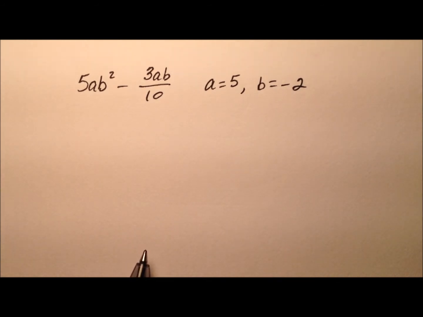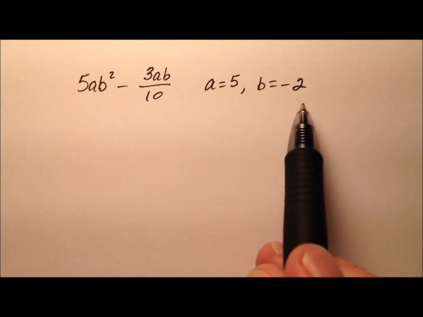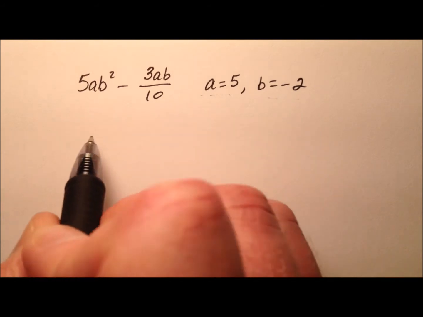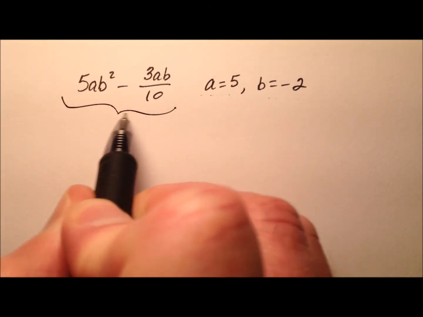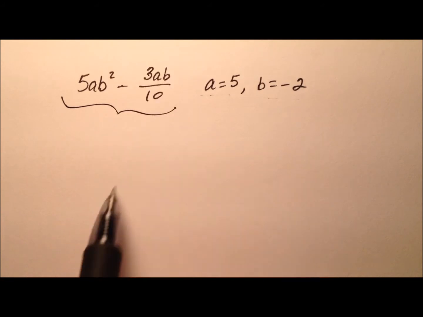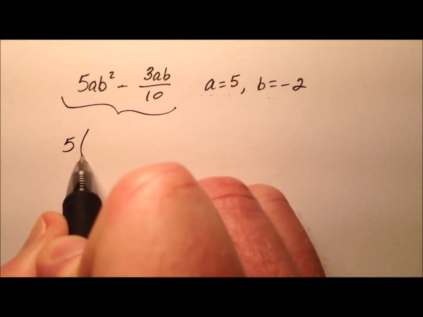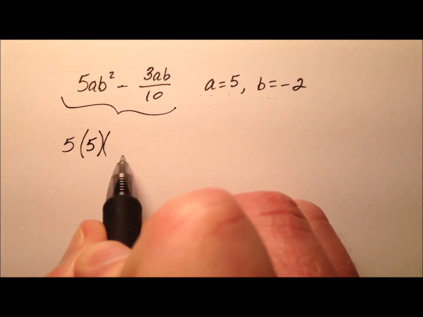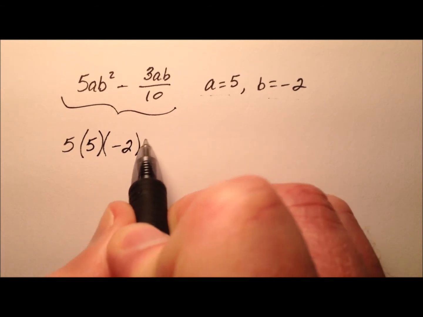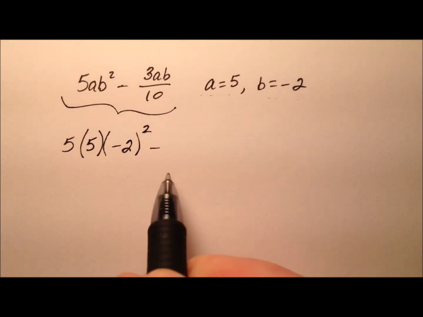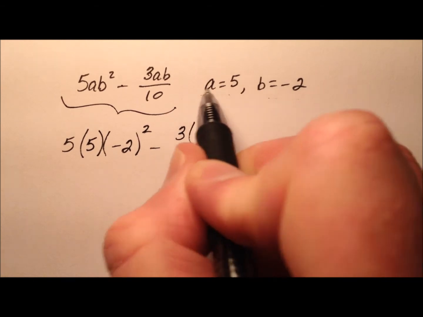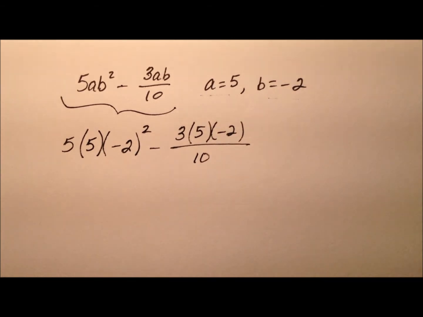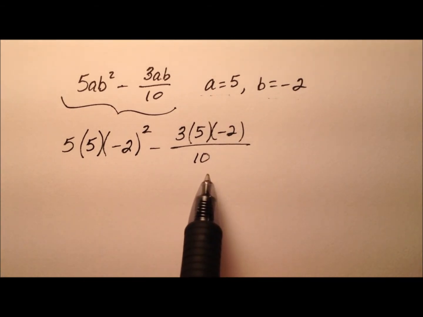values that include variables. Okay, so the big takeaway here is that whenever we substitute anything, we always have to put it in parentheses. So we have this expression 5ab squared minus 3ab divided by 10. So 5 times a, the value of a is 5, I'm going to put that in parentheses. And then b squared, so b is negative 2, put that in parentheses with the squared. Then minus, and we have 3ab, a is 5, b is negative 2, again putting everything in parentheses because it means we're going to end up multiplying these things.